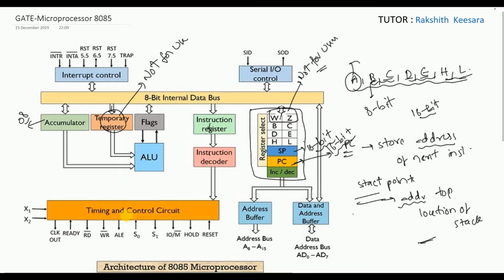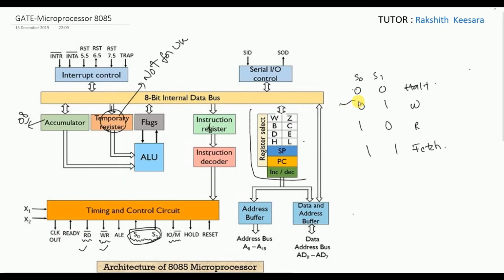If you see the timing and control unit, it handles read operation, write operation, and input output and memory operation. Hold, reset, clock, ready, these are normal things, guys. There are 2 status pins, S0 and S1. These S0 and S1 show which operation is being performed, whether it is a read operation or write operation.